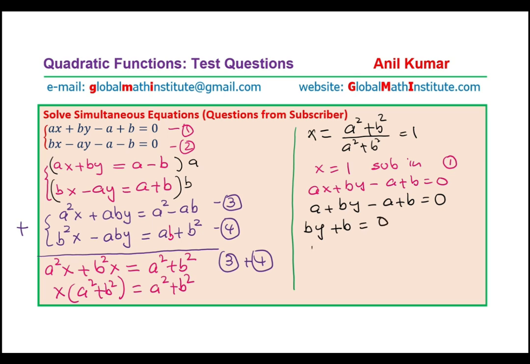And that means by equals minus b. And so y equals minus b over b, which is minus 1. Correct. So we get the value of y as minus 1. So our solution is x is 1 and y is minus 1. Makes sense? So that is how we are going to solve this particular problem. I hope it makes sense.